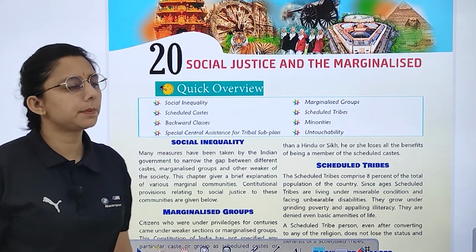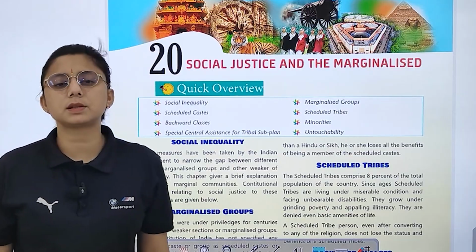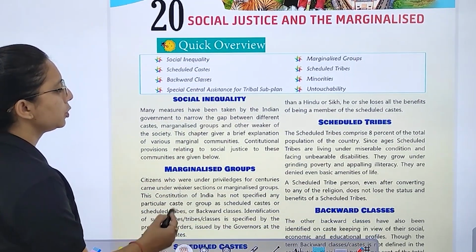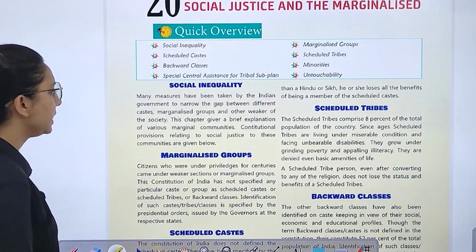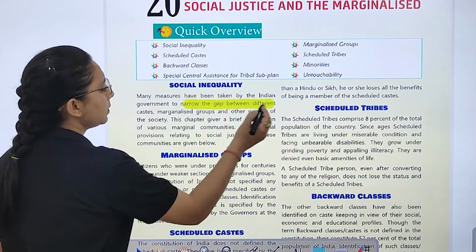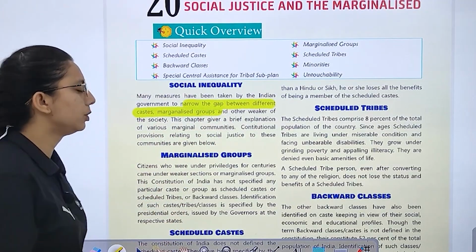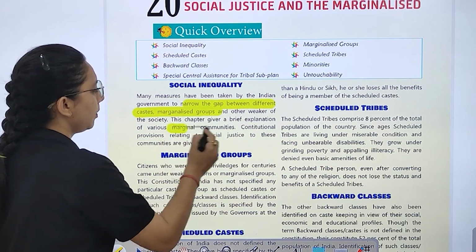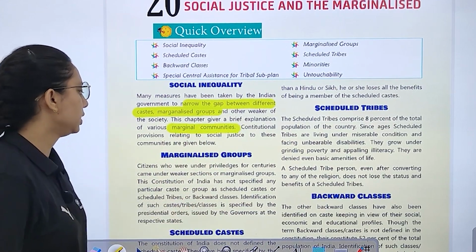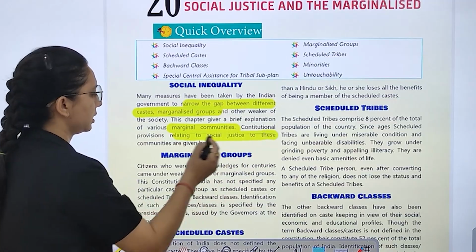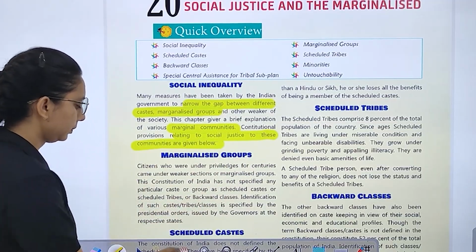Students, today let's start with chapter number 20, that is social justice and marginalised groups. In this chapter I will tell you what social inequality is. Many measures have been taken by the Indian government to narrow the gap between different castes, marginalized groups and other weaker sections of society. In this chapter I will tell you about the various marginalized communities, and the constitutional provisions relating to social justice for these communities are given.